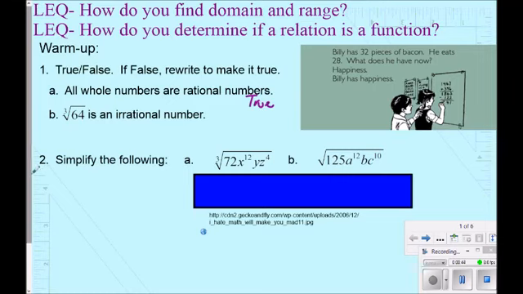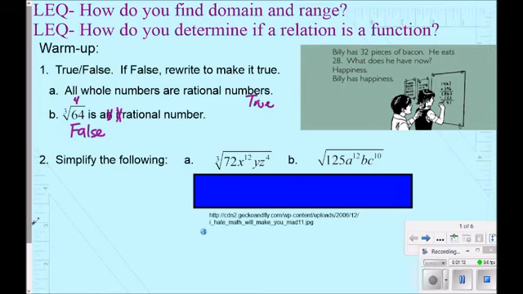Cube root of 64. Well, 64 is a perfect cube. 4 times 4 times 4 is 64. So the cube root of 64 is 4. 4 is an irrational number. That's false. There are several ways I could fix that to make it true, but I'll just say that 4 is a rational number would make it true.